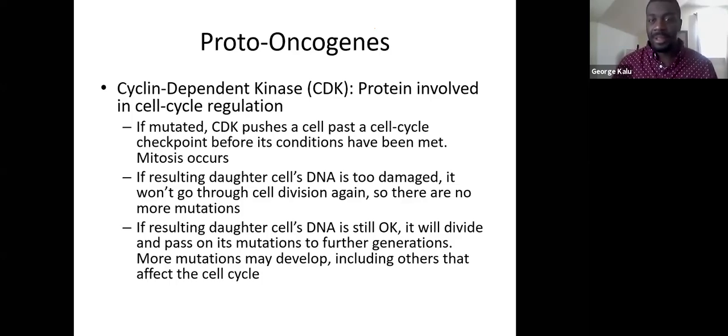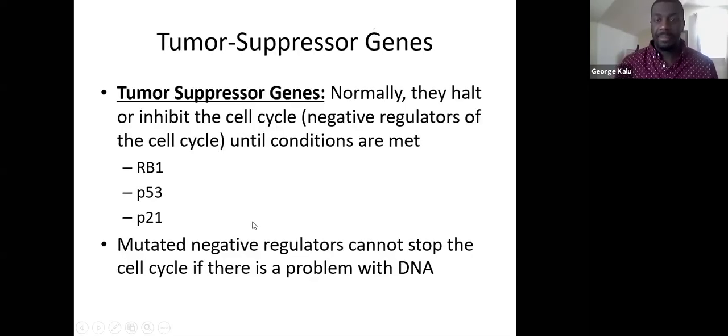Cool. So those are the proto-oncogenes. Now there's a second type of gene that's going to be important, and that can also help to cause cancer, or when they're mutated, I should say. These genes are called tumor suppressor genes. Tumor suppressor genes are similar to proto-oncogenes in that these are normal genes.